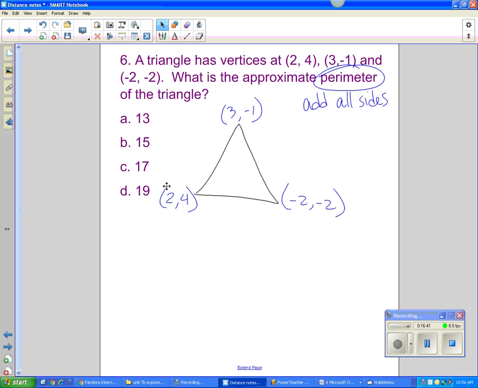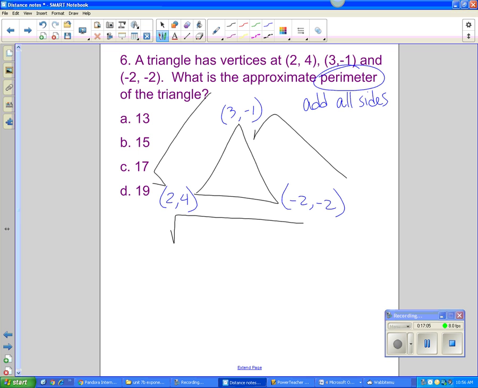Now, perimeter means to add the length of each side. Do I know how long each one is? No, what formula can you do to find the length? Yep, the distance formula. So you're going to have to do one for that side, one for this side and one for this side. Now, I know that's a lot of typing, but what's doing all the work? The calculator. So it's not like you're having to really think. All you're having to do is type.